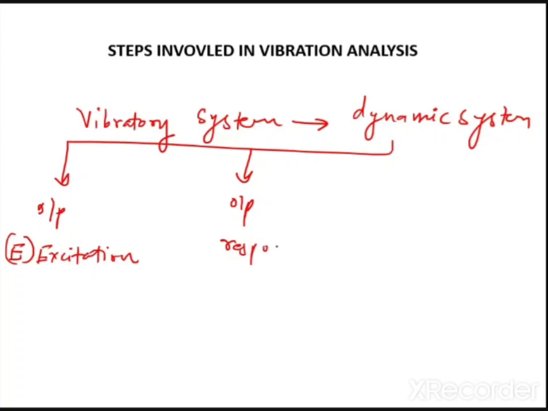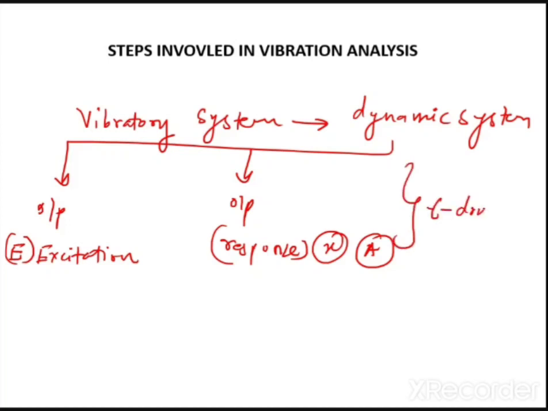responses. Whatever you have as a response, output is nothing but a response, for example, displacement or maybe an amplitude. It can be a response. So basically, any vibratory system, which is a dynamic system, has input as external excitation and output as responses such as displacement and amplitude. Both of these are t dependent, so they come under the time domain.